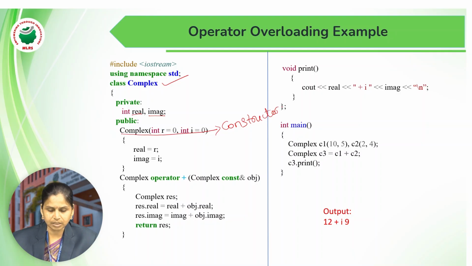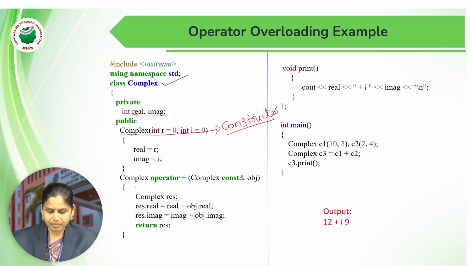Why is it called a constructor? Because the function name and the class name are the same. When the member function name is the same as the class name, that function is called a constructor. Here it is a parameterized constructor because it contains two parameters, int r and int i, the real value and the imaginary value, both with default values of zero.